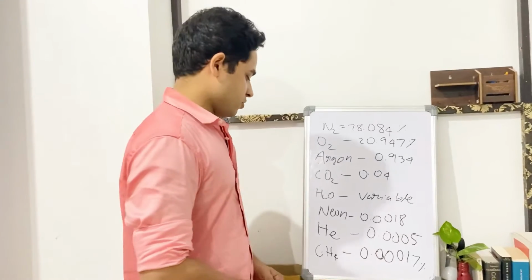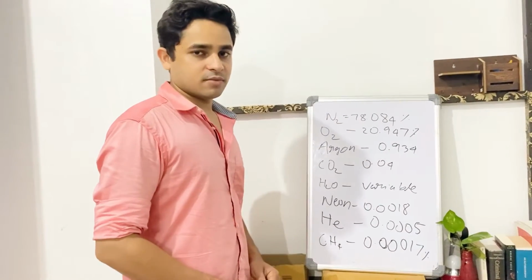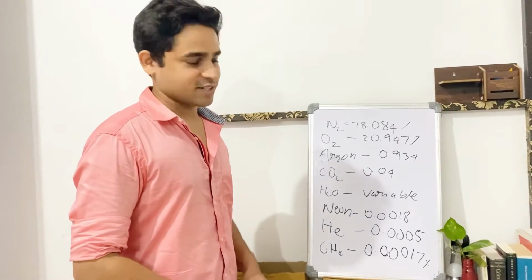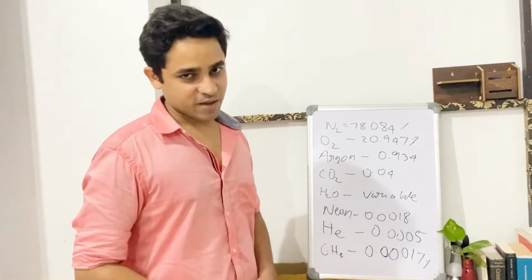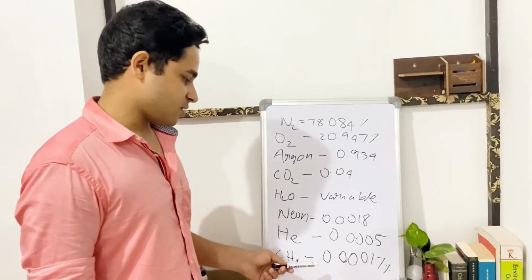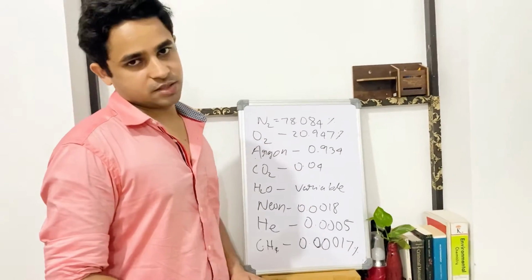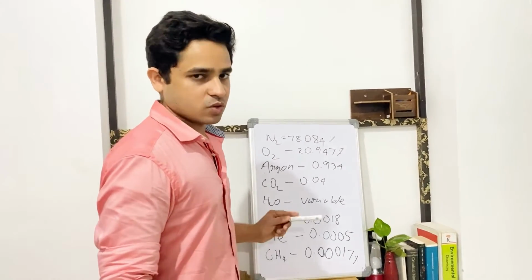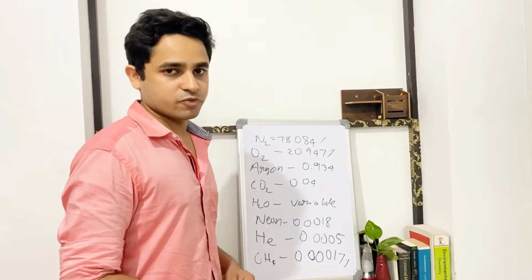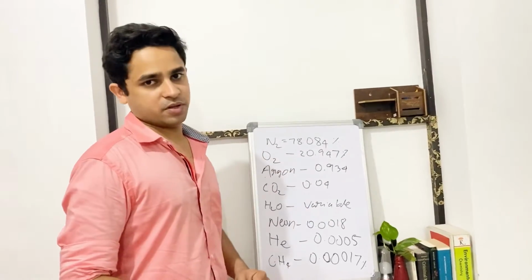0.0005%. And here comes our next villain, methane. Methane is a villain with relation to the greenhouse gas effect, and it causes global warming. Okay, so methane is present in the atmosphere at 0.00017%. Okay, so these are the major gases in the troposphere and their exact concentrations up to the 3rd decimal point.